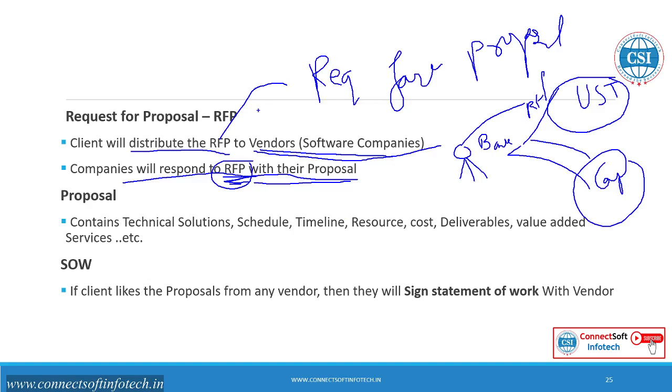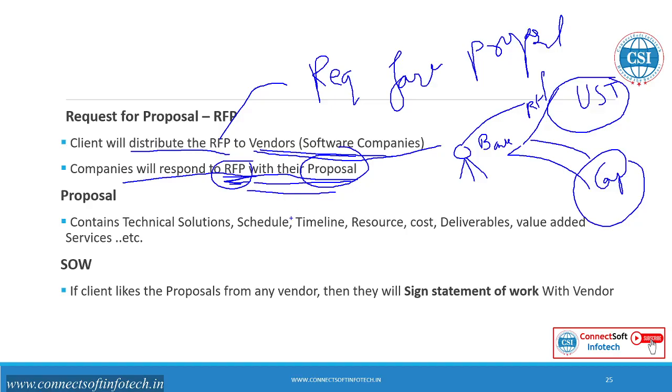So what is the content of an RFP? In the RFP, request for proposal, the client describes their business, what kind of application and what kind of software they require. This proposal is sent to the software company. Then the software companies see the proposal, understand the requirement, and develop their response. They respond to the RFP with their company's proposal.